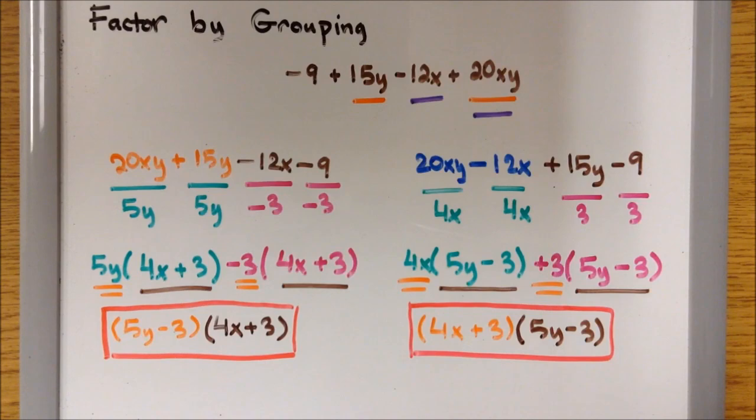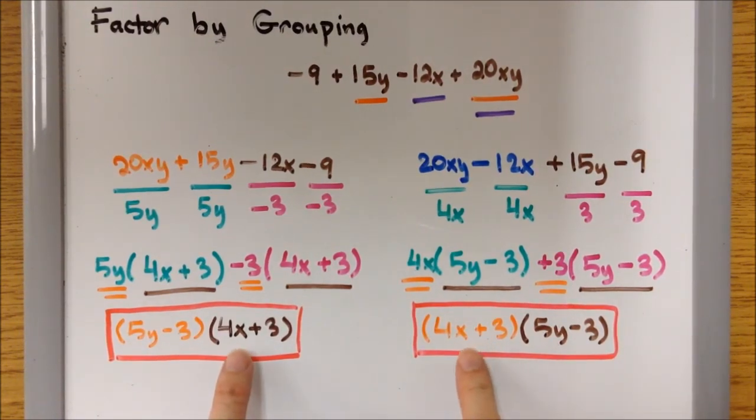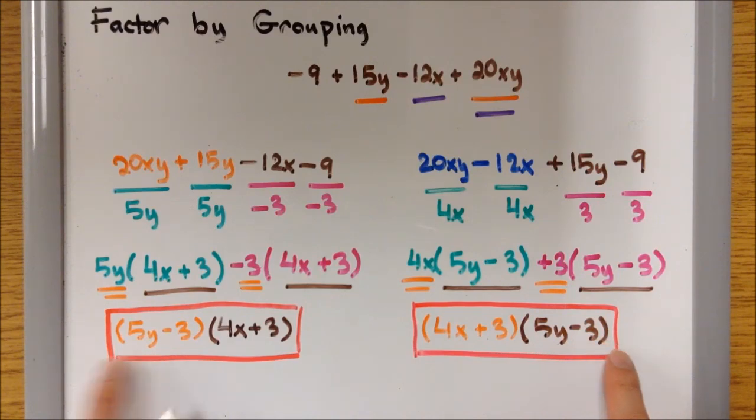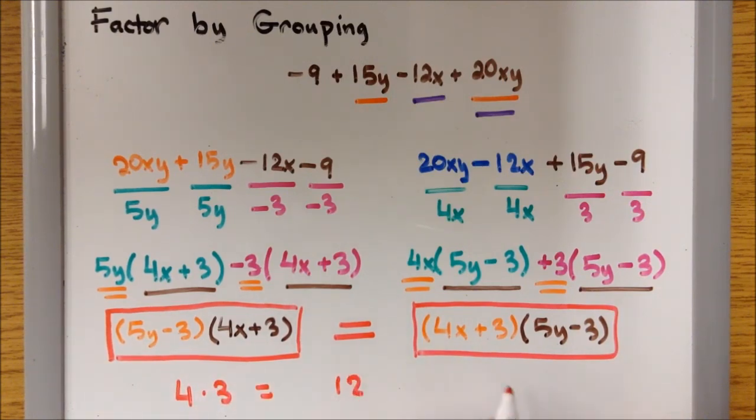Now as you take a look at the ones I boxed in red, here's the 4x plus 3, and here's the 5y minus 3. Even though they're in different order, since these two factors are multiplying, the order does not matter. They're still going to be the same answer. It's the same thing as, if I were to use numbers, 4 times 3, which is 12. It's also the same thing as 3 times 4. You see how 4 times 3 and 3 times 4, the order of the numbers are different, but when you multiply them, it gives us the same answer.